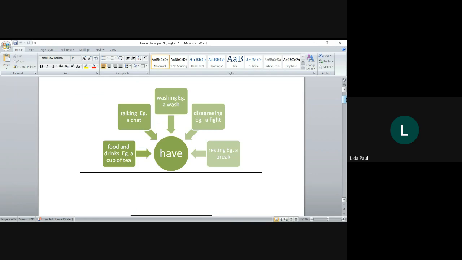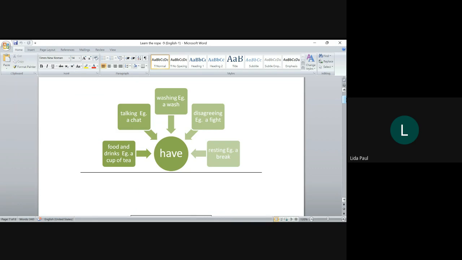Next one would be talking. Any expression that's related to talking, like have a chat, have a conversation. These are examples that you can use along with the word have when you're using it for terms related to talking. Similarly, terms that are related to washing. Have a wash, have a cleanup. Terms related to disagreements, like have a fight, have a tiff. Tiff is another way of saying that someone has a troubled relationship, like you had a verbal exchange or something. Have a spat.